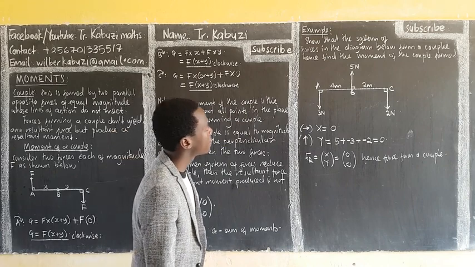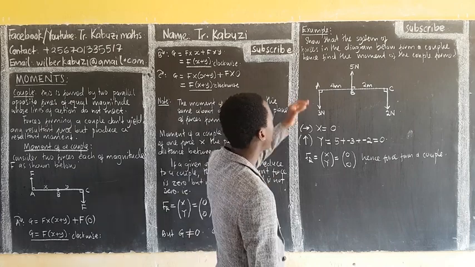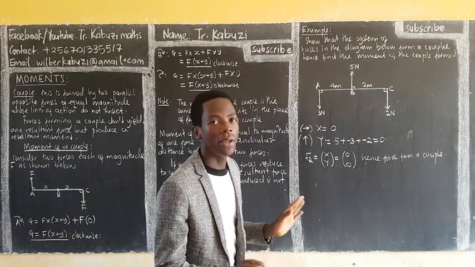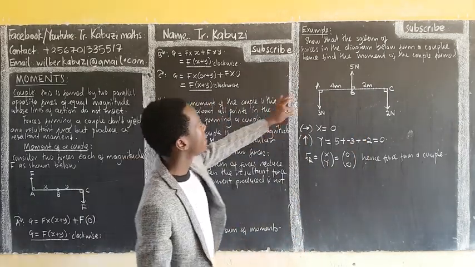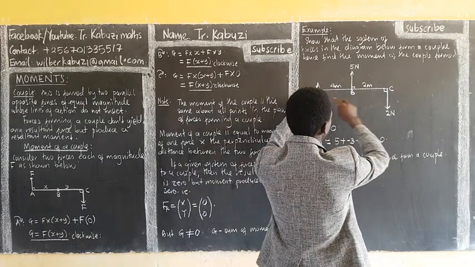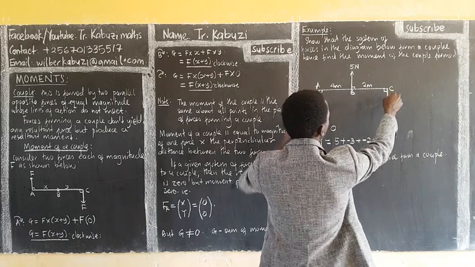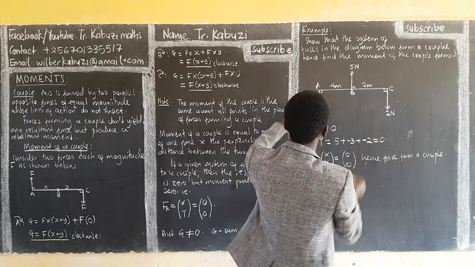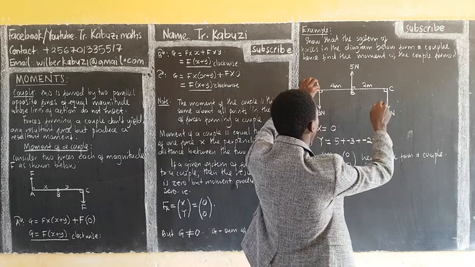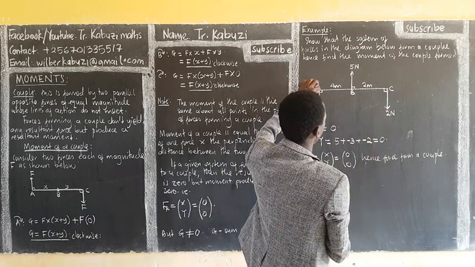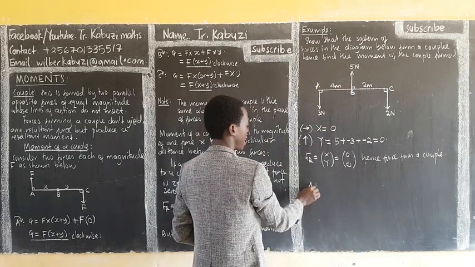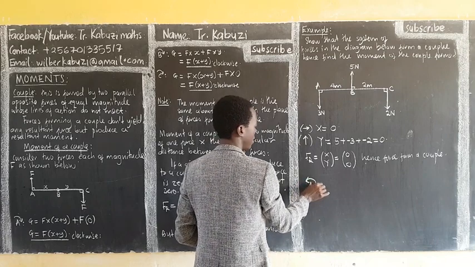So hence to find the moment, we take our moment. We can take it at this point, at this point, or at that point. All of them will yield the same answer as we've seen here. So let me take it at A. You can take it at A, at B, or at N. If I decide to take it here, it's okay, but you have to be careful. You can consider clockwise or anti-clockwise. So let me take it here, and let me consider anti-clockwise.